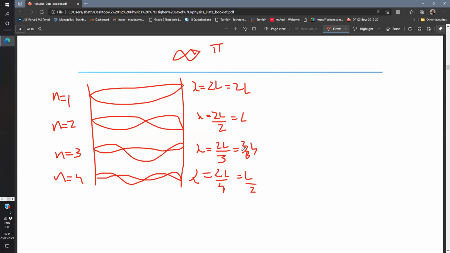The reason why I showed it this way is because we can now establish a general rule. So the wavelength is basically equal to 2L over n, and n is the harmonic. So for the first harmonic, it's this, the second harmonic, etc.